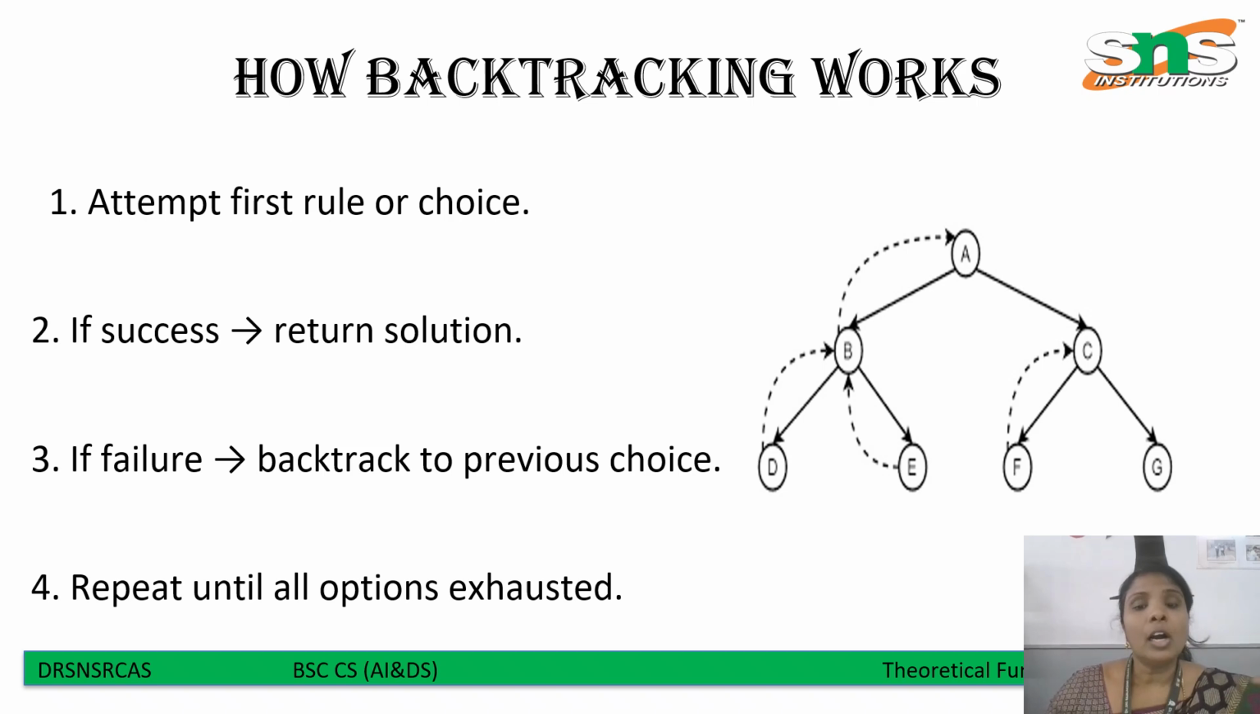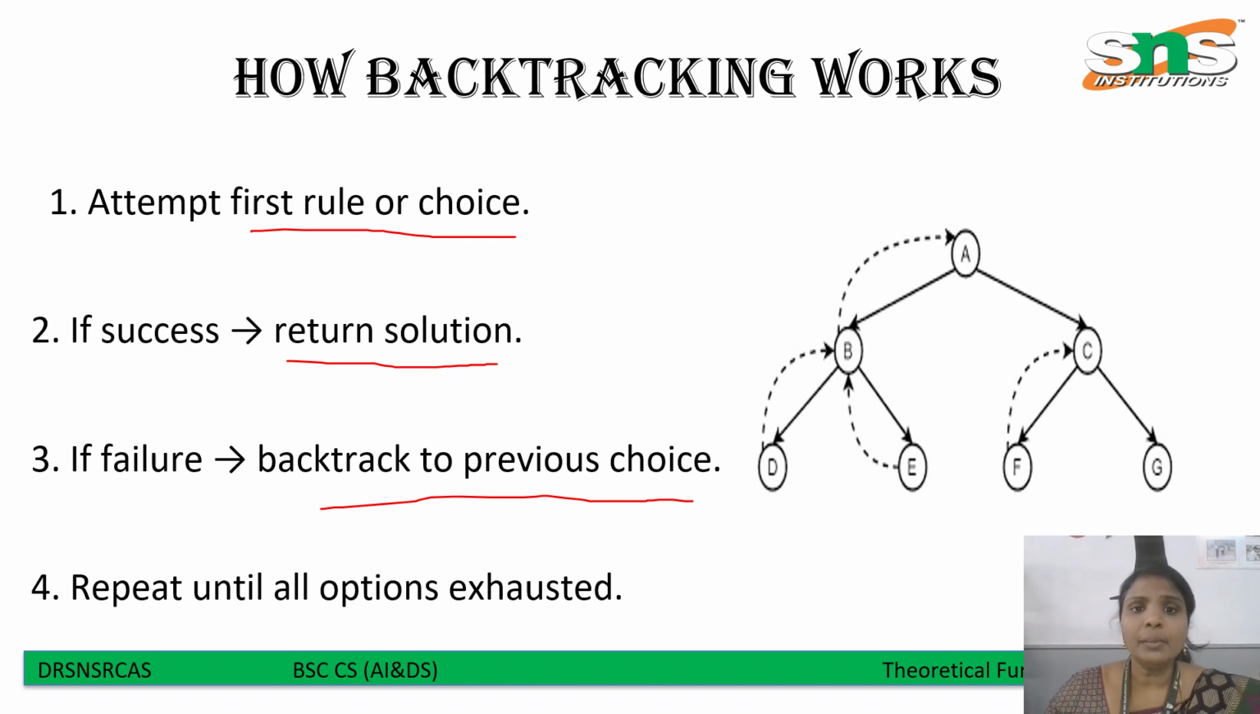Next, we see how backtracking works. Backtracking is a step-by-step problem-solving method where the system explores different possibilities to find a solution. The process starts by attempting the first rule or choice. If the choice successfully leads to a solution, the result is returned immediately. If it fails, the system goes back to the previous choice. This process is called backtracking.